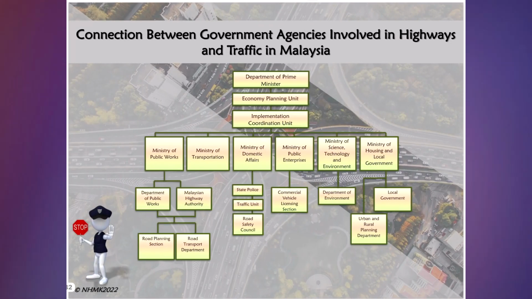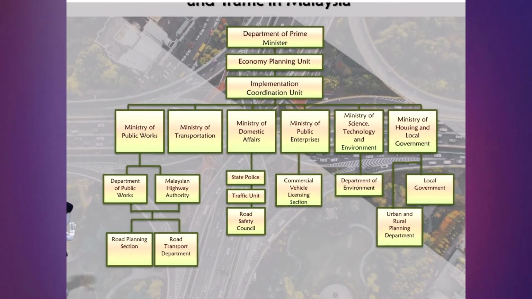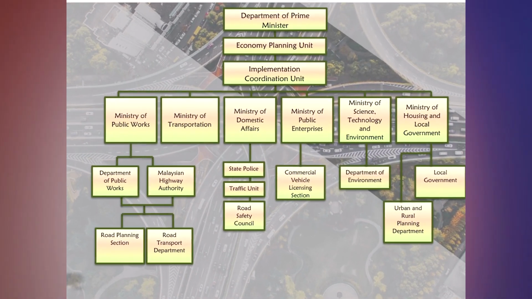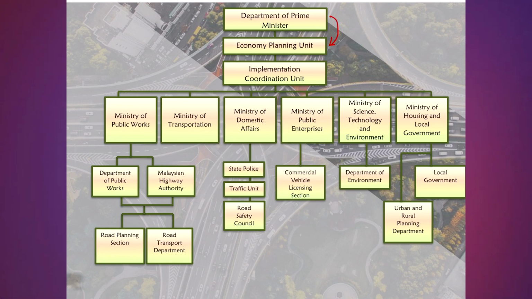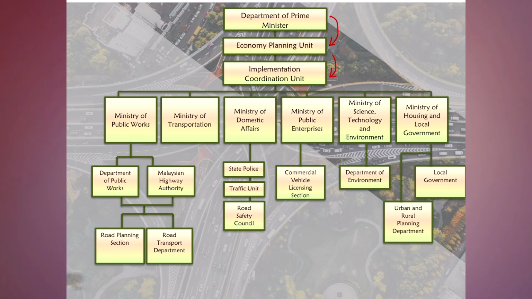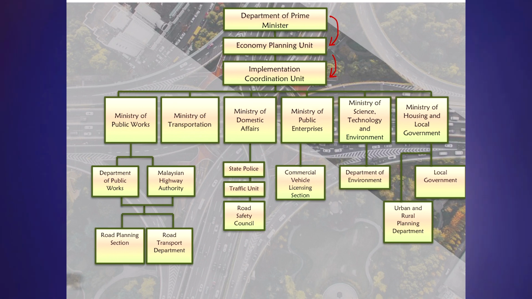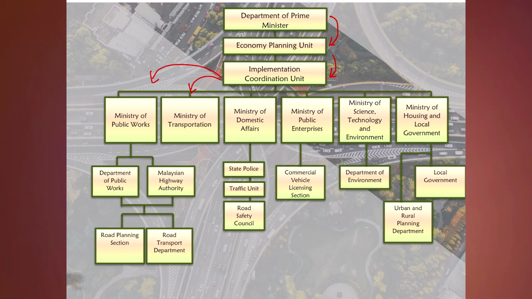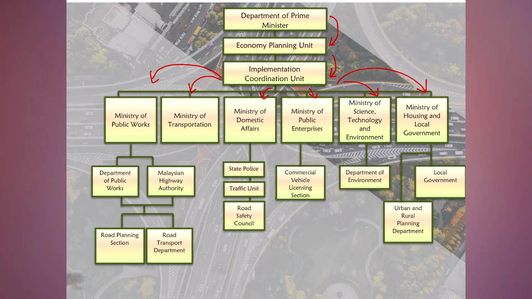So this is the connection between all the government agencies involved in the highway management. So we have the Department of Prime Minister moving to the Economic Planning Unit and also the Implementation Coordination Unit. Okay, split into the Ministry of Public Works, Ministry of Transportation, Domestic Affairs, Public Enterprises, Ministry of Science, Technology, Environment, and also Housing and Local Government. This will change according to the political condition in Malaysia for sure.